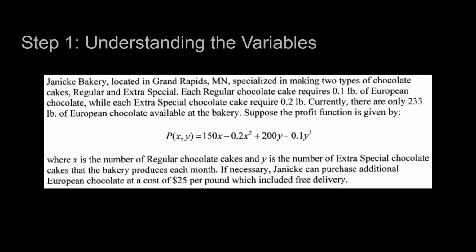The first step is to understand how the problem is set up. Each regular chocolate cake requires 0.1 pounds of European chocolate, while the extra special chocolate cake requires 0.2 pounds. Currently, there are only 233 pounds of chocolate available at the bakery. The profit function of the bakery is given here, where x is equal to the number of regular chocolate cakes and y is equal to the number of extra special chocolate cakes that the bakery can produce each month.